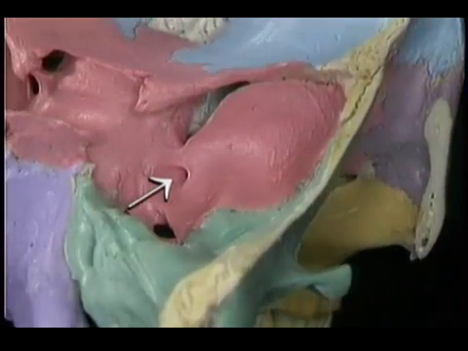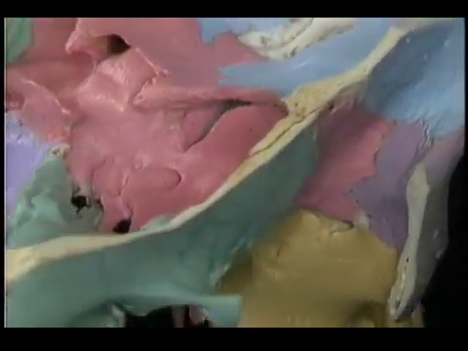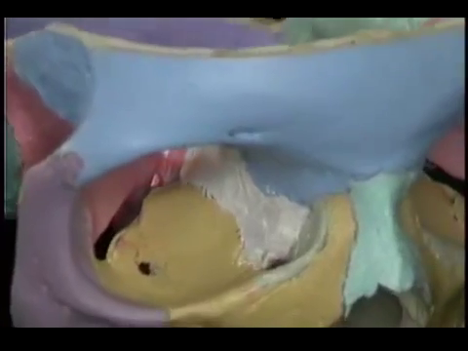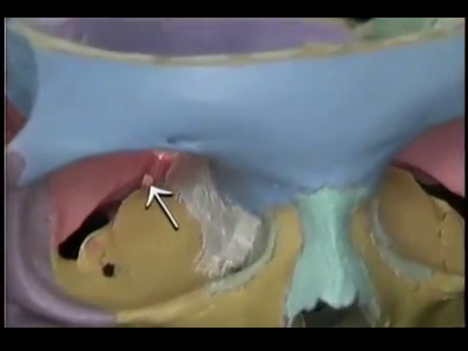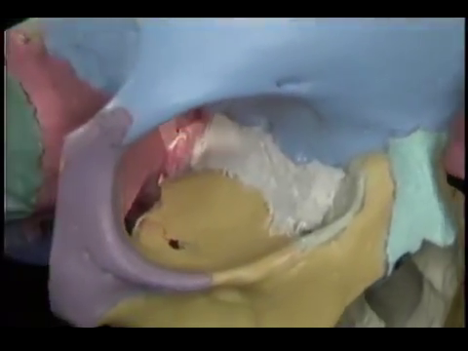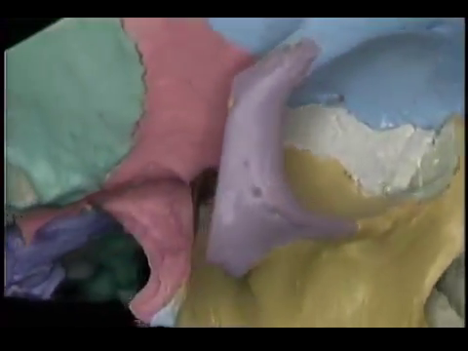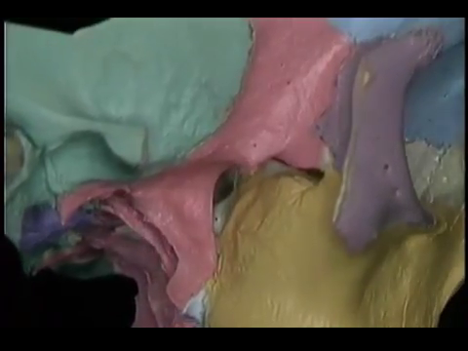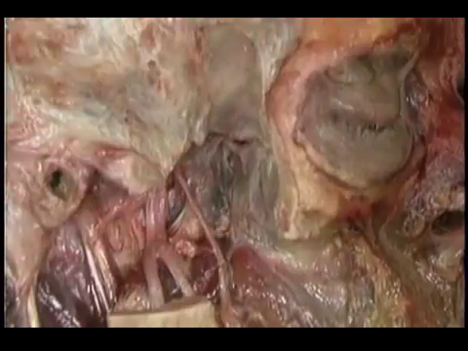Here's the foramen rotundum in the dry bone. We'll go round to the outside to see where it emerges. Here it is, well hidden in the pterygomaxillary fissure. The foramen rotundum goes out of sight as we go round to a lateral view of the pterygomaxillary fissure. Now, we'll return to the dissection.